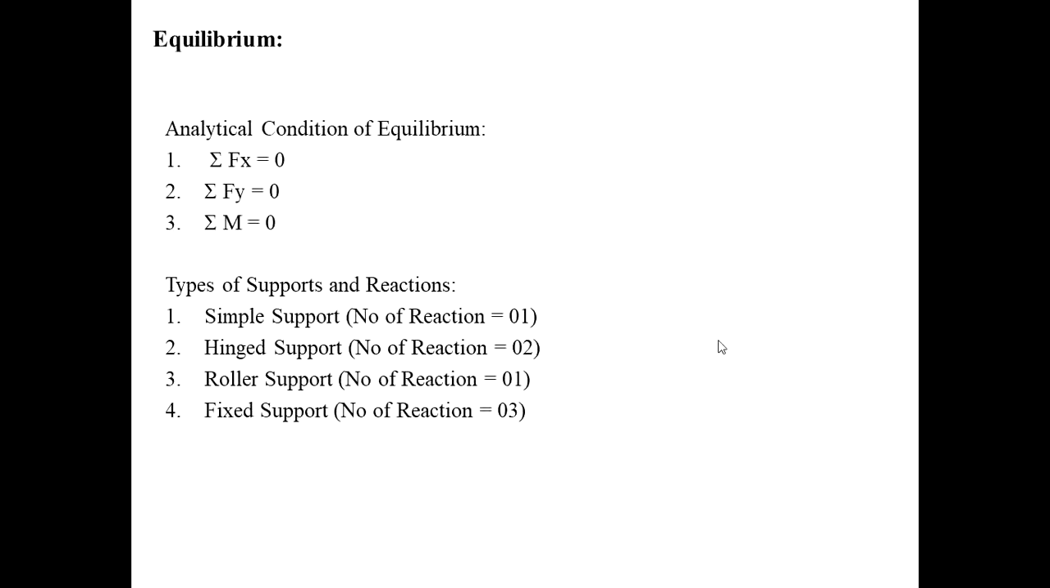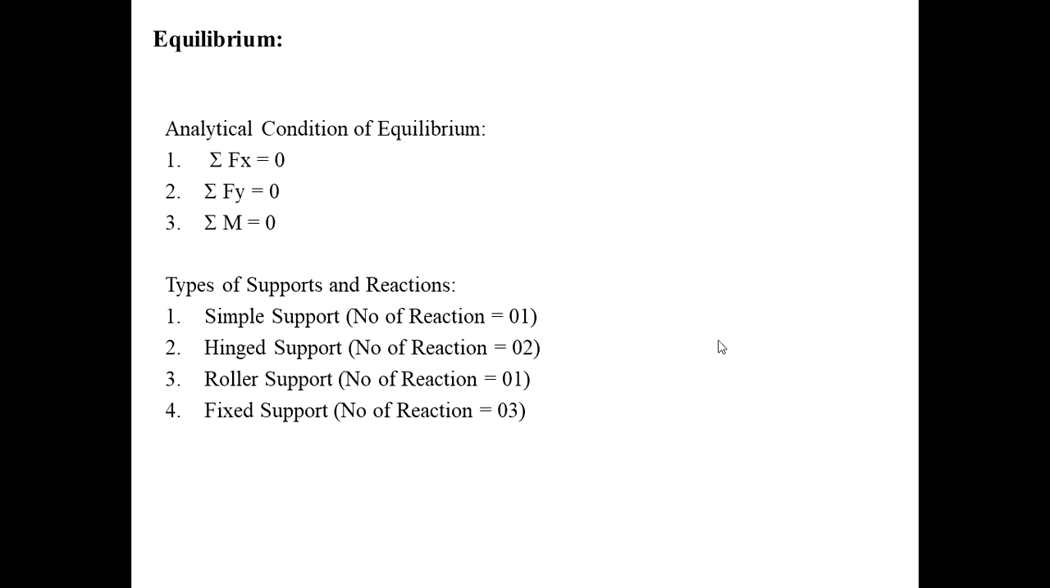Next, equilibrium. The analytical conditions of equilibrium are three conditions. First, summation Fx is equal to 0. Summation Fx equal to 0 means the algebraic sum of all horizontal forces should be equal to 0. Then summation Fy is equal to 0. Summation Fy equal to 0 means the algebraic sum of all vertical forces should be equal to 0. And summation M is equal to 0 means the moment about any point is equal to 0, that is, clockwise moment is equal to anti-clockwise moment.